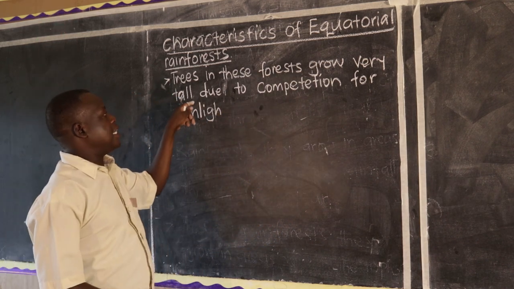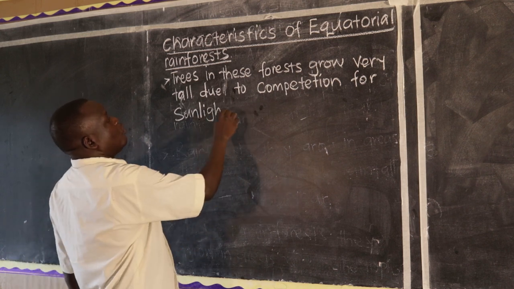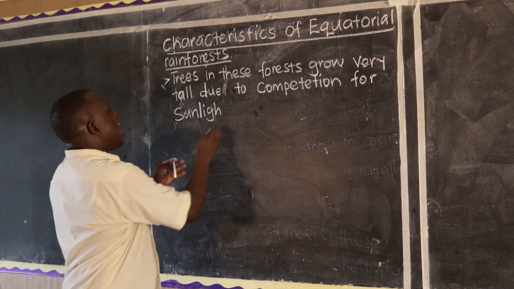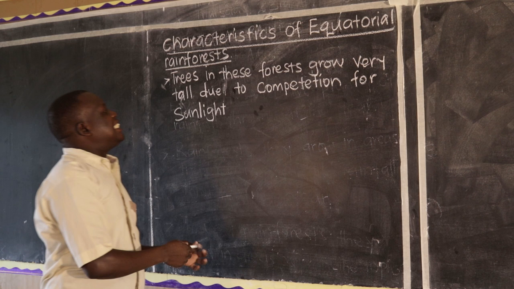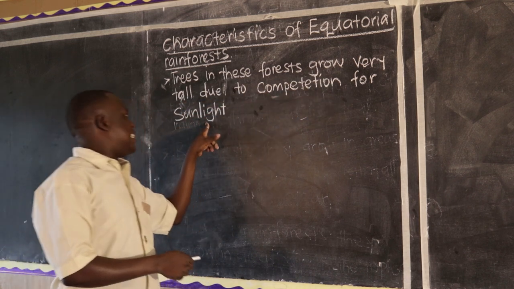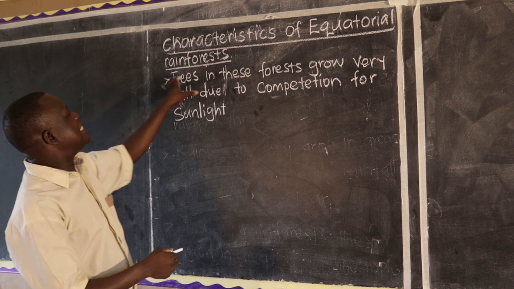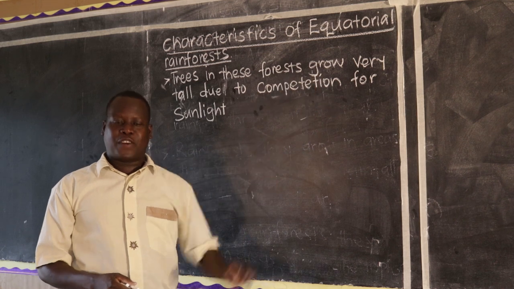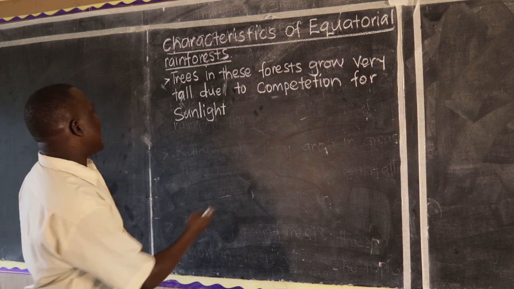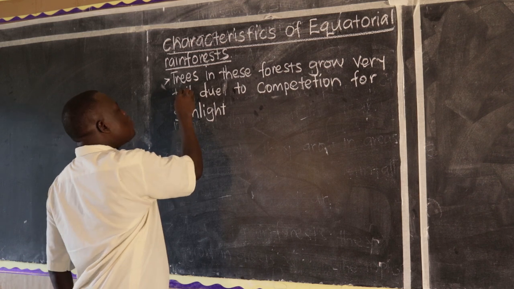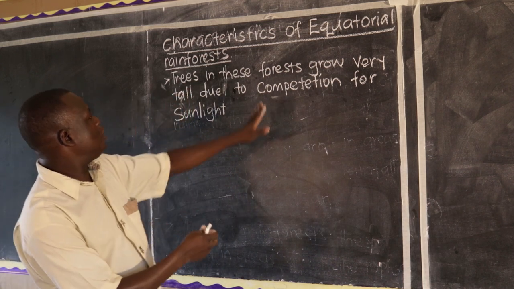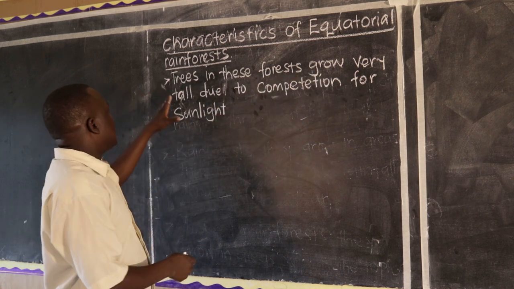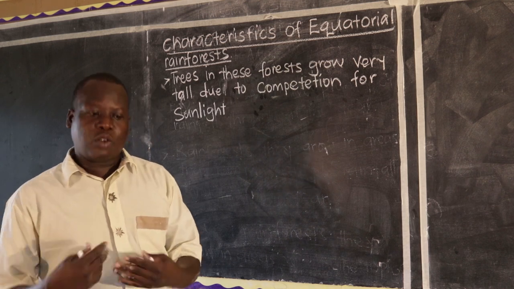That is why we are saying that those trees grow very tall due to competition for sunlight. Now, they can ask a question here and say: how does competition for sunlight affect the growth of the tropical or equatorial rainforests? The answer is here. It makes the trees grow very tall.